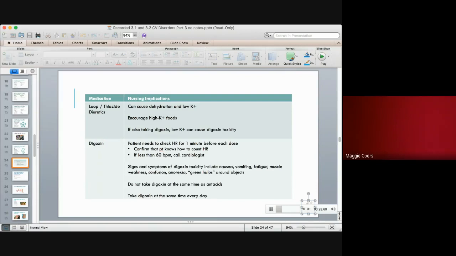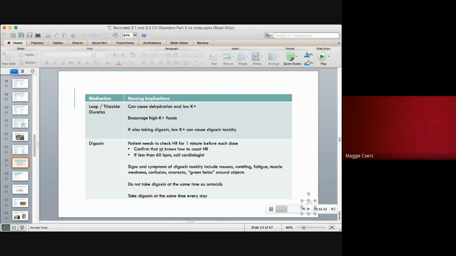So it's important that we encourage foods that are high in potassium, and also monitoring their potassium levels. Low potassium can also cause dig toxicity. Another medication that the patient is on is digoxin. With digoxin, patients need to check their heart rate for a minute before each dose.